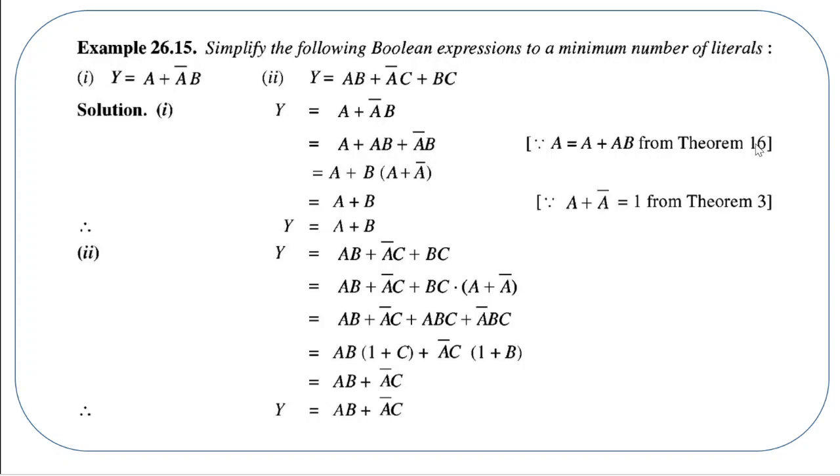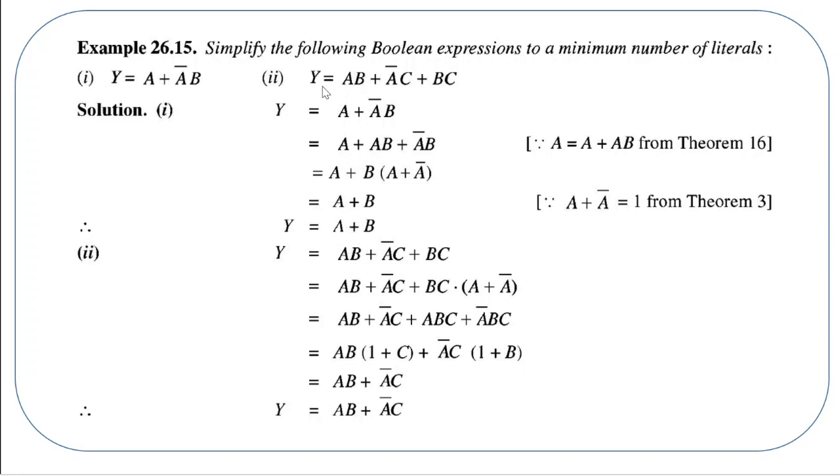And from theorem 16, we know that A is A plus AB. So instead of A, I can write A plus AB. Now look at the last two terms. Here B is common. So I can write it as A plus B into A plus A bar. A plus A bar is nothing but 1, right? That is theorem 3. So B into 1 is B. So Y equal to A plus B. So this is how we simplify this expression.